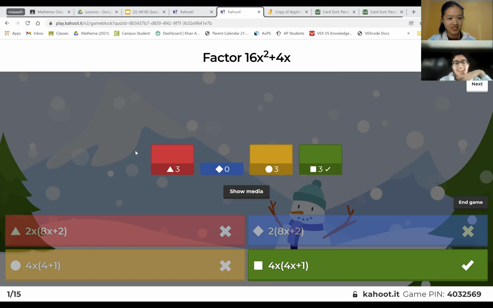But the top right is wrong because it would be 4 instead of 4x. So basically, the top left is wrong because it's not fully factored, but it's the bottom right because it's fully factored.